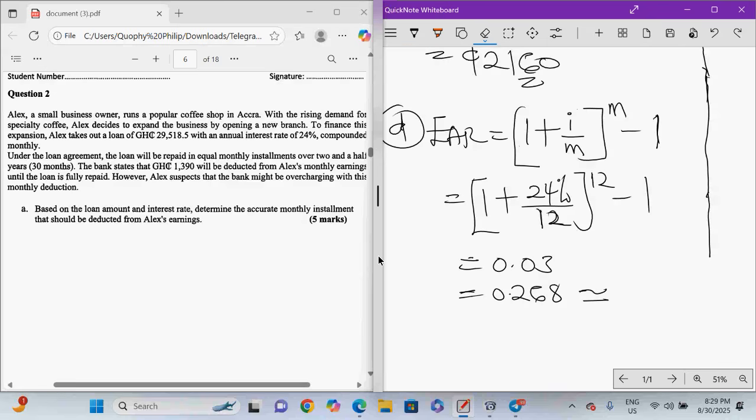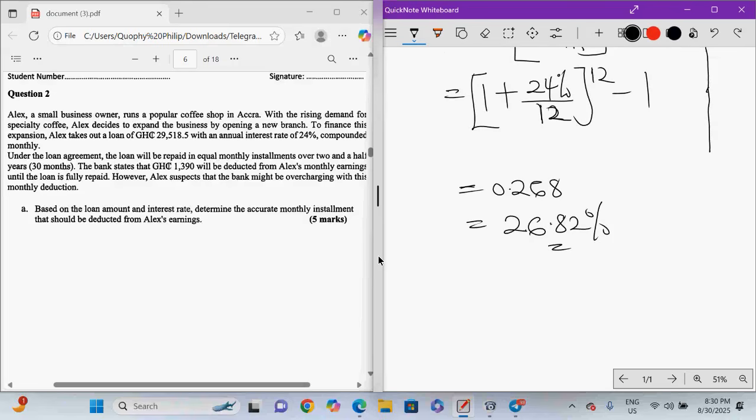Multiplied by 100. If you multiply by 100, 26.82. So that's giving us 26.82%, right? So that is our effective rate. Now, we can use it to find our annuity, right?